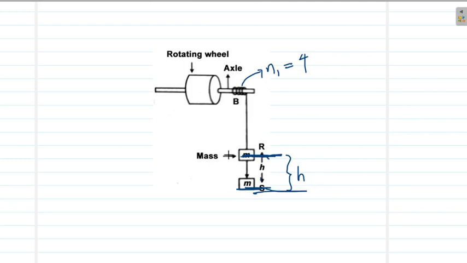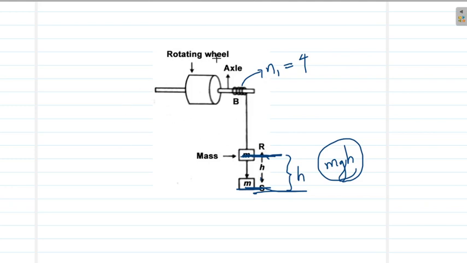So what is the potential energy of this mass? Its mass is m, its height is h, so it will have a potential energy of mgh. In fact, that is the total energy that we supply into the system. We will talk about that in the derivation part. So let us try to understand more about this experimental setup.